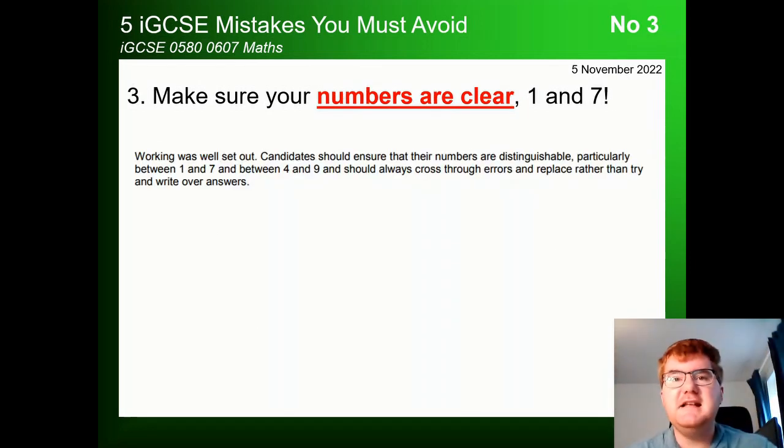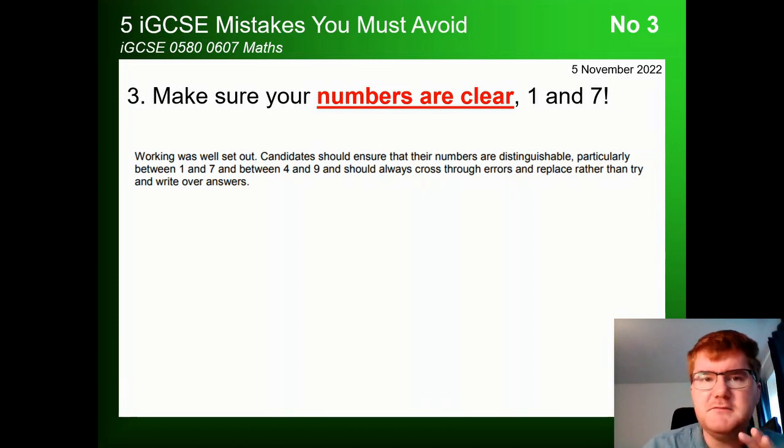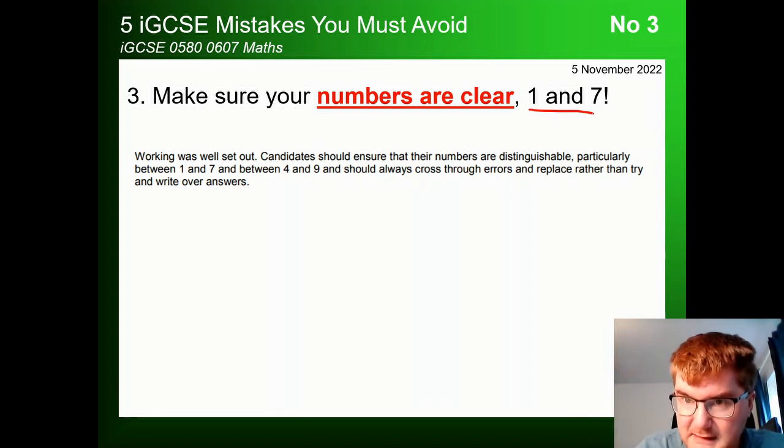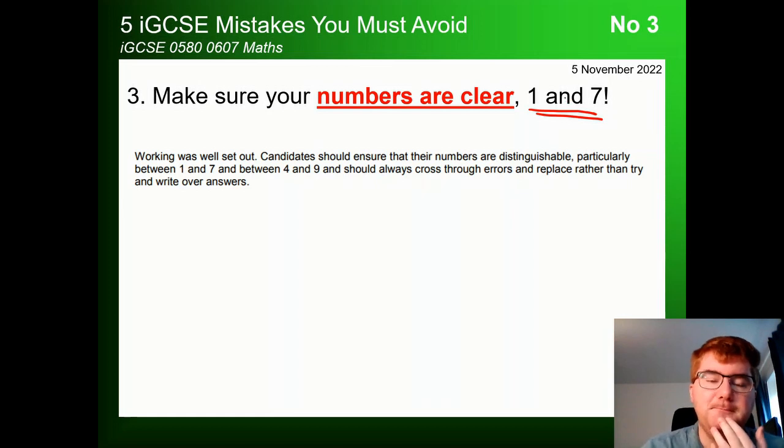Number 3 is an interesting point to make here. I saw this when I was going through the November 2020 examiners report, is to make sure your numbers are clear, specifically 1 and 7. So you have to be careful how you write these. Now, when I write these in my PowerPoints here, I write 1 as just a straight line going upwards, and then the 7 usually with a line through it here as well.